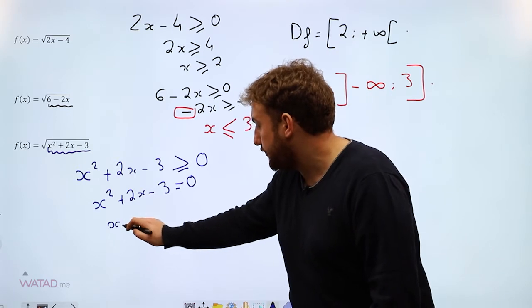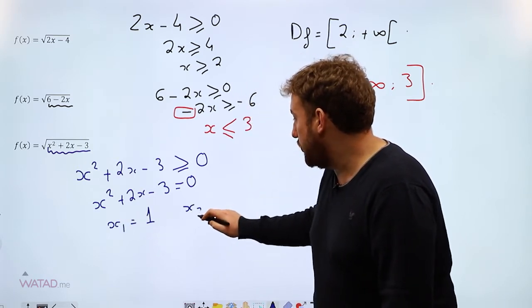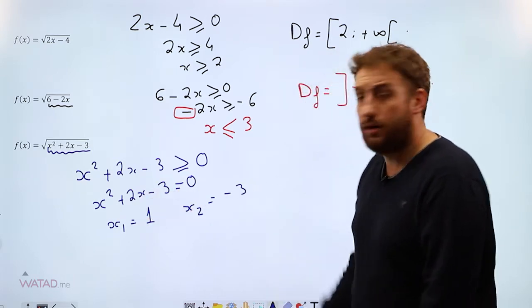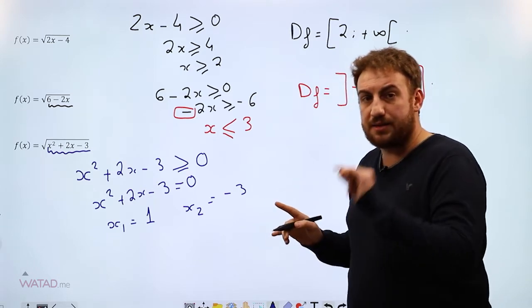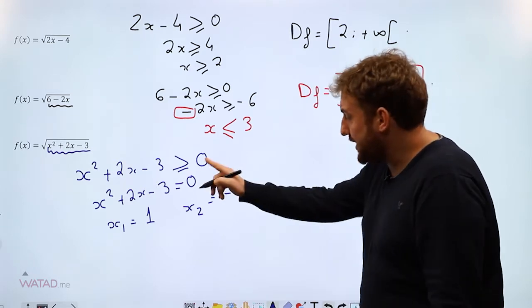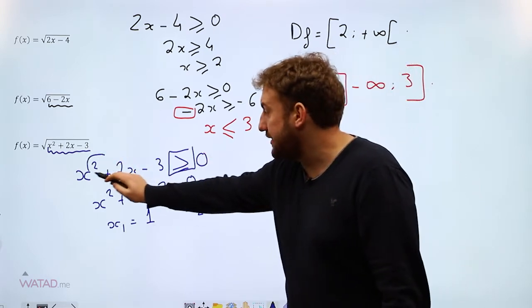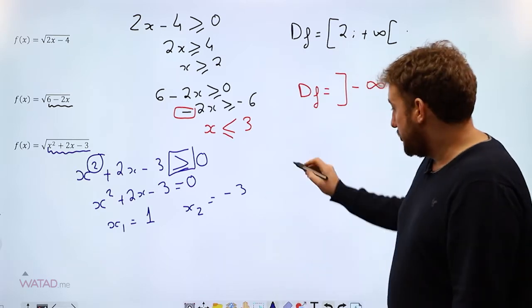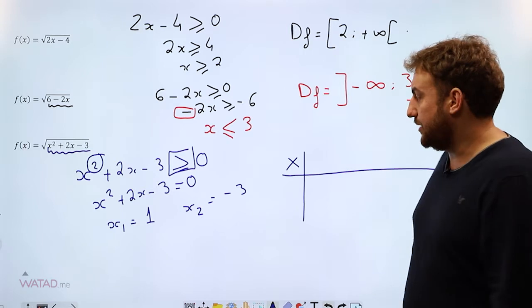So x1 will be 1, and x2 will again be c over a, which is minus 3 over 1, which is minus 3. Now we're not done. Here there are some students who will forget this. Pay attention, this is an inequality. Whenever you have a second degree inequality, you need to do a table of sign. So let's remember, again from grade 11, how we do a table of sign.